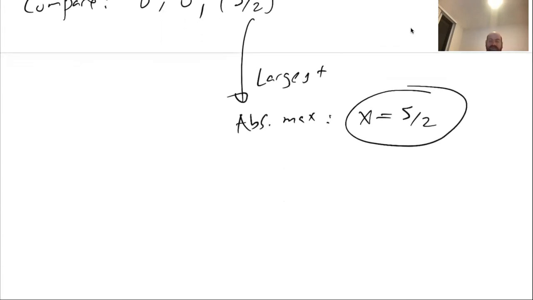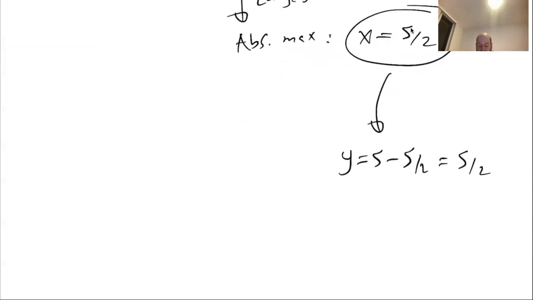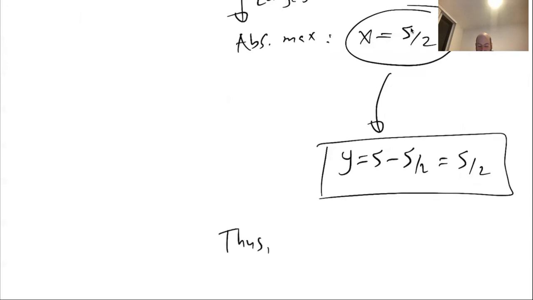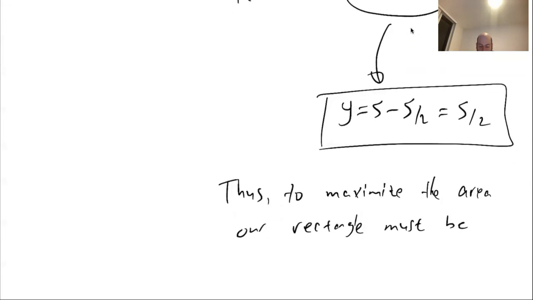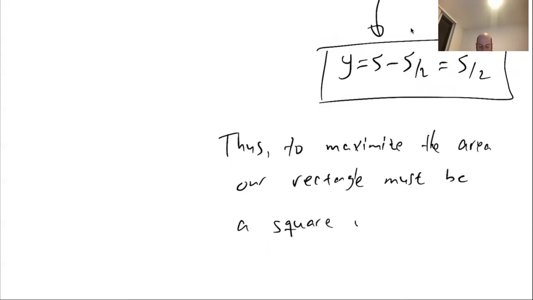And what is the value of y? Because remember, the question is asking about dimensions of the rectangle. So dimensions means finding x and y, width and length. So x is 5 over 2, and that means y is equal to 5 minus 5 over 2, which is 5 over 2 as well. So that means I have a square. To maximize the area, the rectangle must be a square, a square with side x equals 5/2. Width and length of the rectangle are both equal to 5/2. That means our rectangle must be a square.